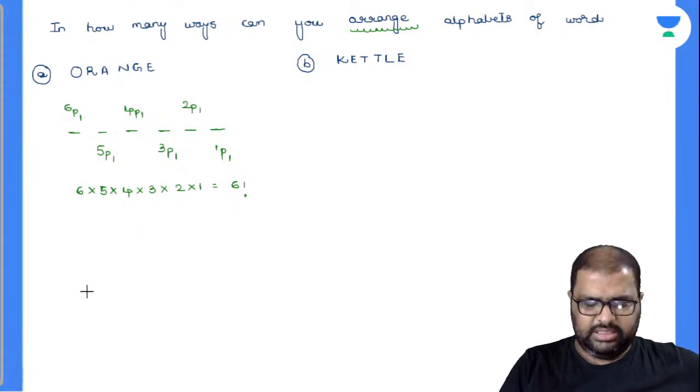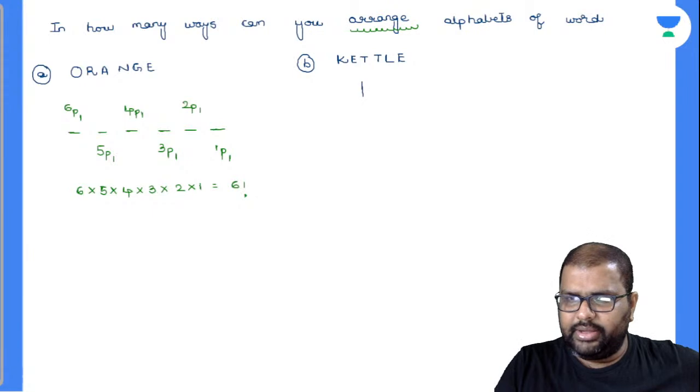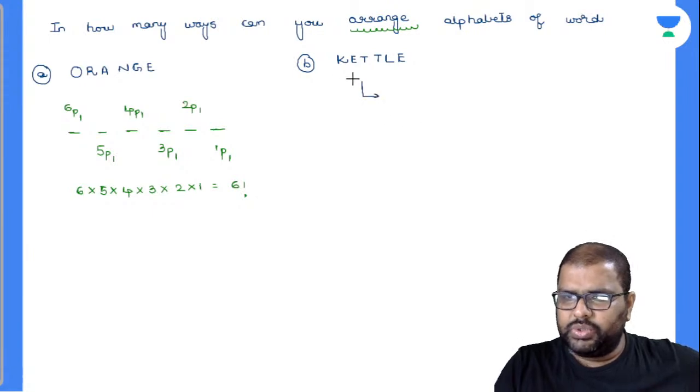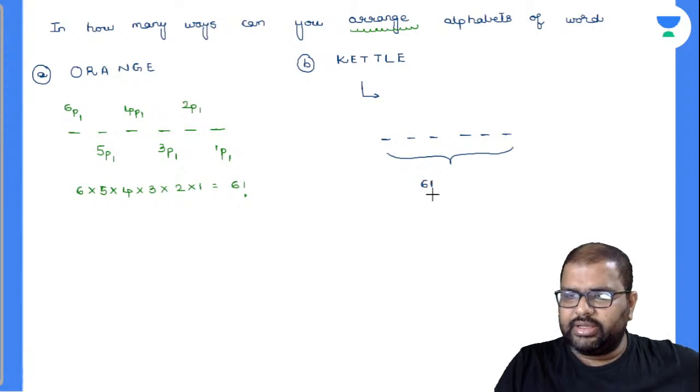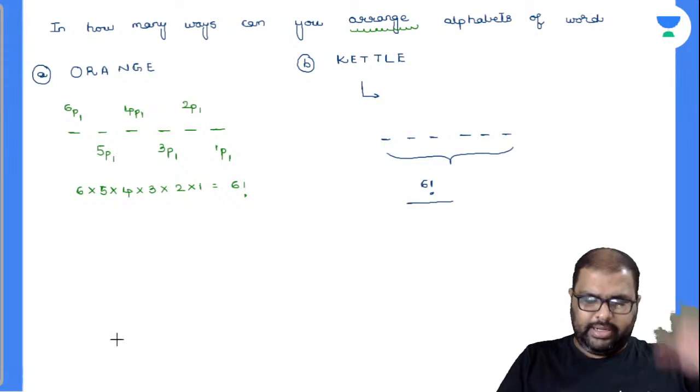Will it work out for the same thing for kettle? Look at kettle. Kettle is also a 6 letter word. 1, 2, 3, 4, 5, 6. And I can do the same thing that I have done on the left hand side. So the 6 alphabets can be arranged in 6 factorial ways, but there are duplicities. Duplicities have to be eliminated and duplicities have to be written in the denominator.